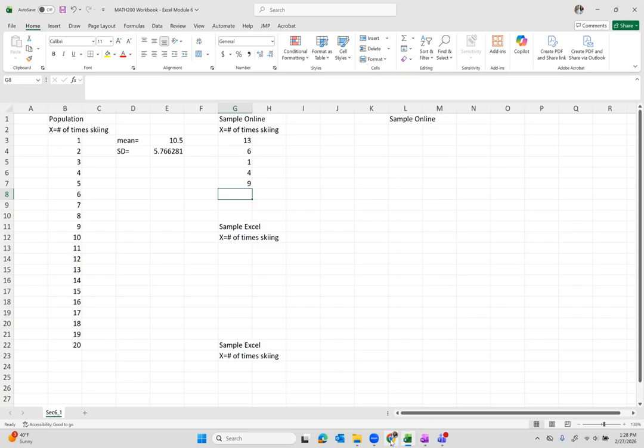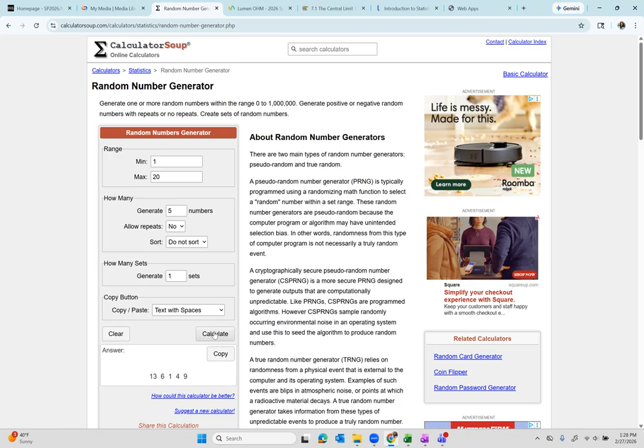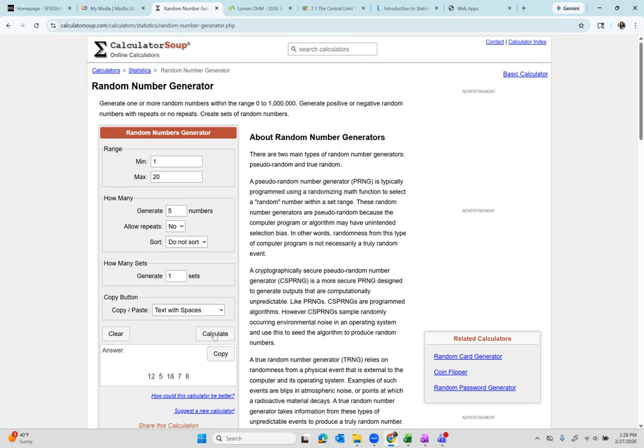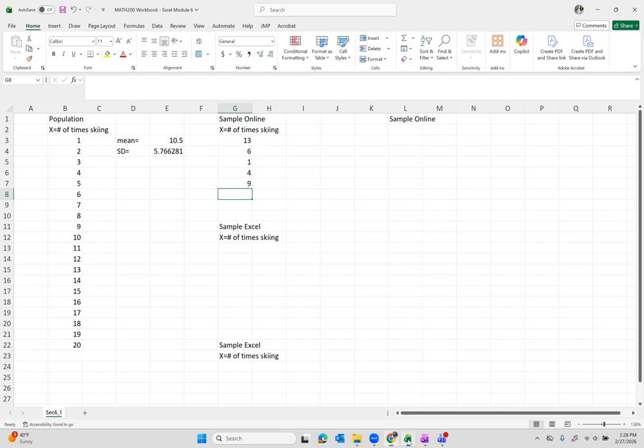And let's have it generate one more set for us. So let's click calculate again. 12, 5, 18, 7, and 8. I'm going to put it here. And let's calculate the mean and the standard deviation.